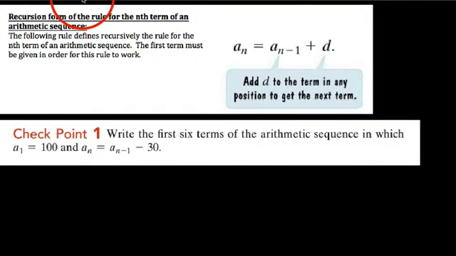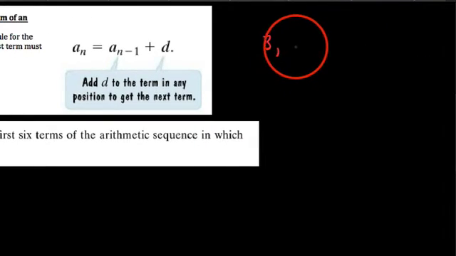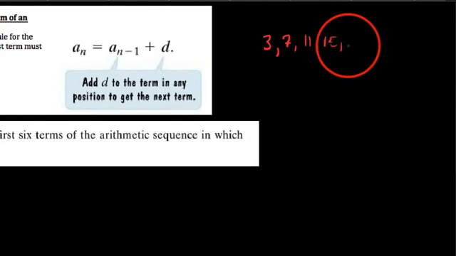Okay, YouTube, in this video we are going to be looking at the recursion form of the rule for the nth term of an arithmetic sequence. In the last video we looked at the definition of an arithmetic sequence. That would be something like, we could start at 3, and if I went up by 4 every time, it'd be 3, 7, then 11, and then 15, and so on and so forth.